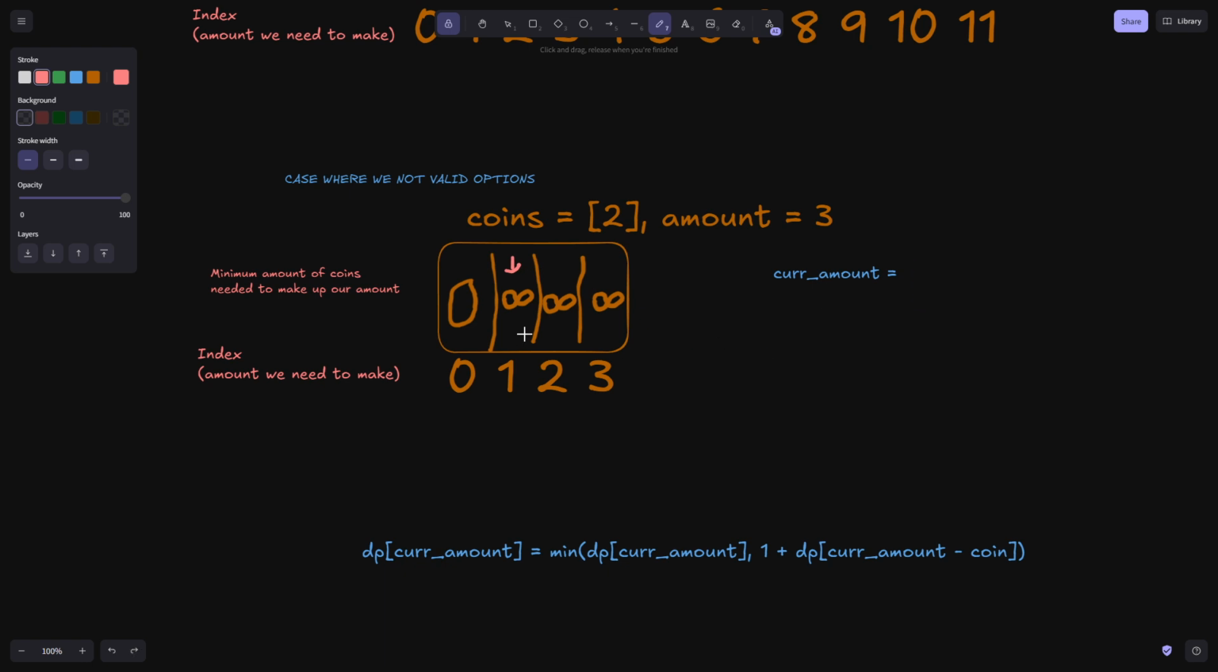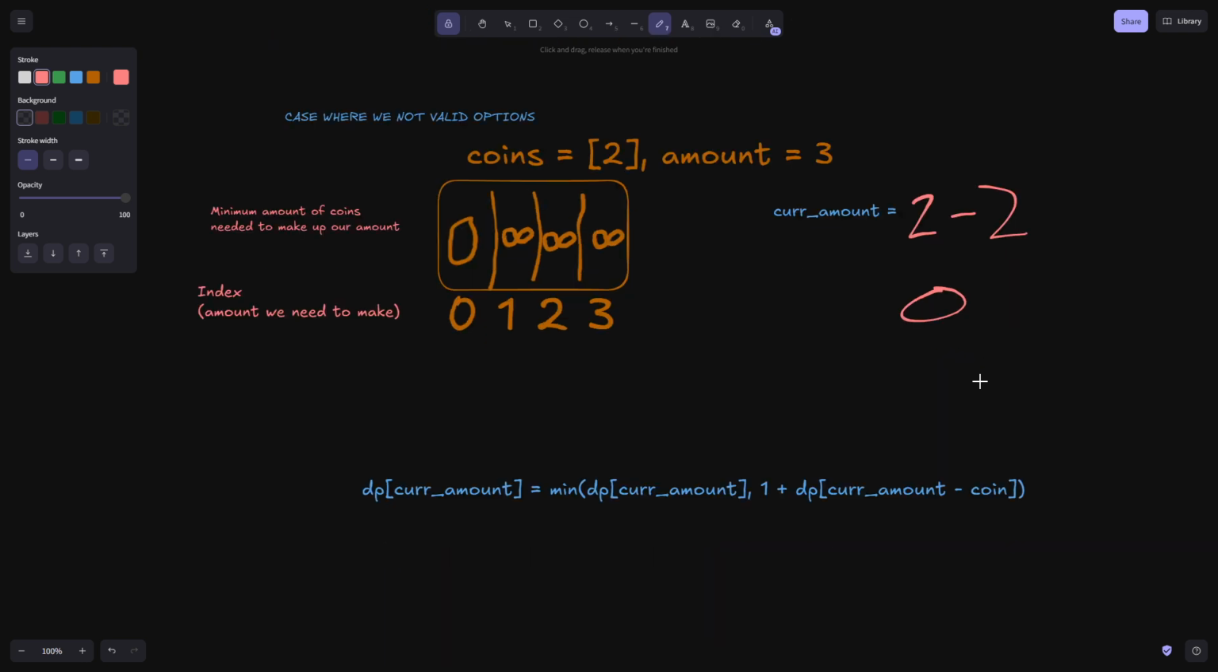We do move over to this 2, so we would do 2 minus 2, right? That gives us 0. So dp of 2 is infinity, and we're comparing that to 1 plus the dp of 0, right? So what's smaller, 1 or infinity? 1. So we replace the dp of 2 with 1, which makes sense, right? Because to make up the amount 2, we can just use a 2 coin once, right?